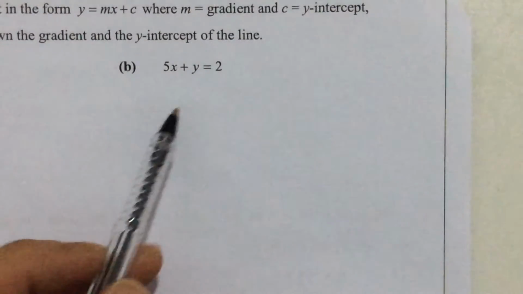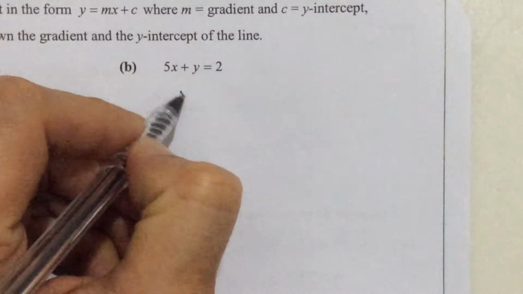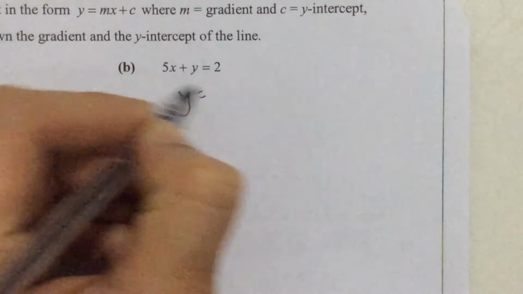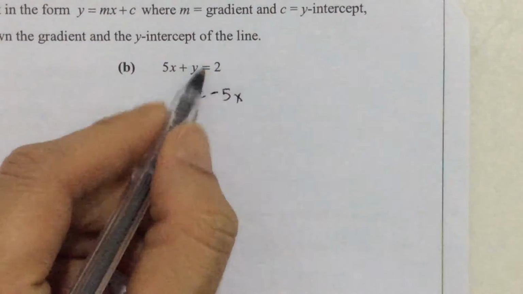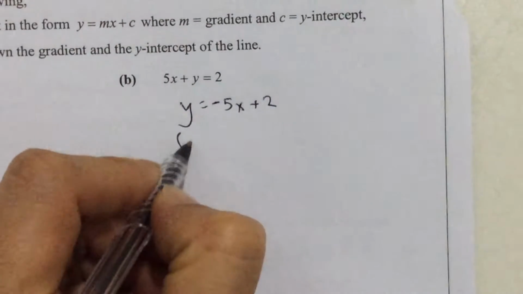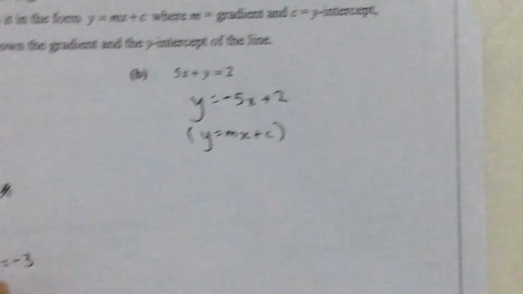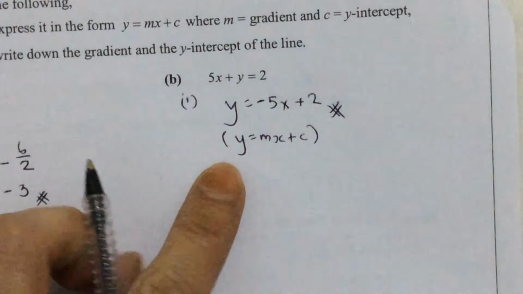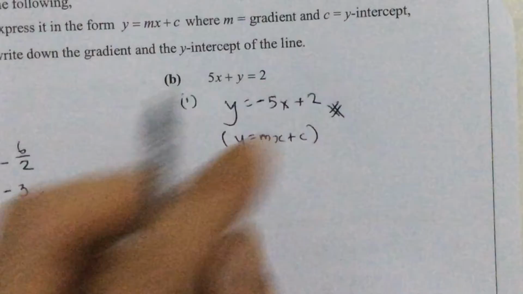We have 5x plus y equals 2. So to make it in the form y equals to mx plus c, we can keep the y on the left and we move the 5x to the right. So 5x, when you move, it becomes minus 5x, and then after that this 2 here is a plus 2 and it stays as plus 2. So again, this is of the form y equals to mx plus c. So by comparison, the gradient, the m here is negative 5 and the y-intercept c is 2.